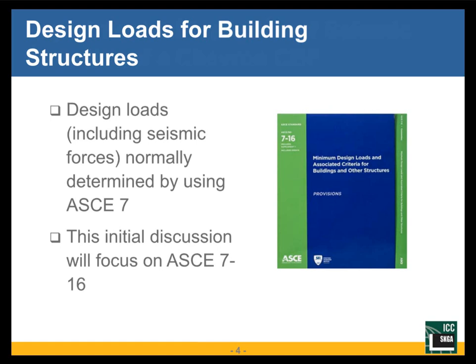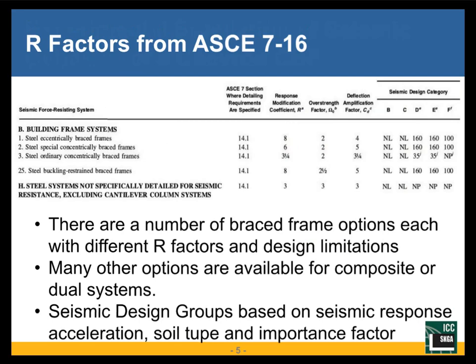So the first thing I guess we'll mention is ASCE 7. We've been asked to use the 2016 provisions, so ASCE 7-16 is the document we're going to be talking about today. In particular, with ASCE 7, we have this table which describes the R factors for the various systems. At the top of this slide, you see this table right here.